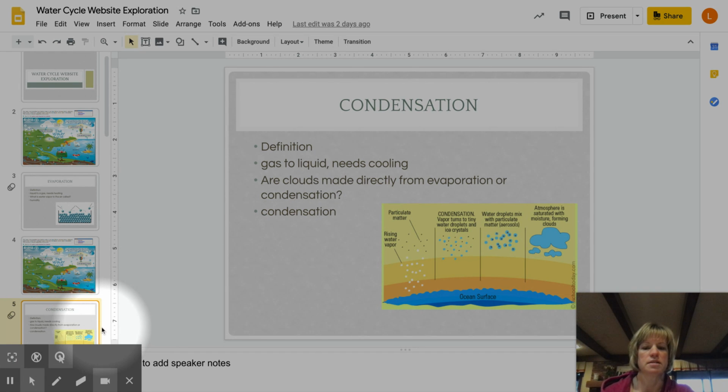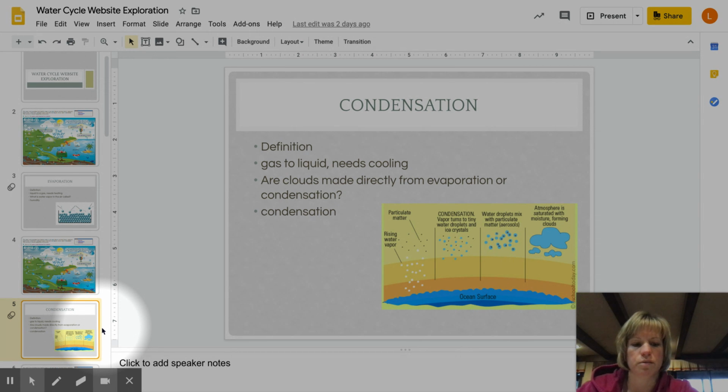And then this is a super important question, actually. The concept of, are clouds made directly from evaporation or condensation? Through my time teaching, I will ask students, what forms clouds? And they'll almost always say evaporation. And like they're onto something. Evaporation is needed for cloud formation, but it is only the first step.